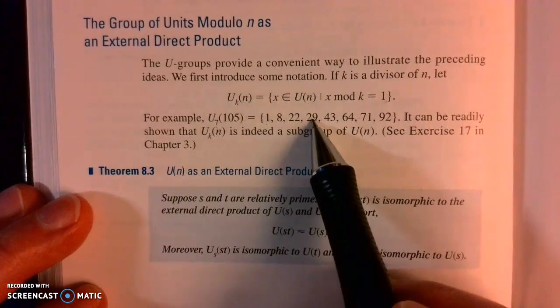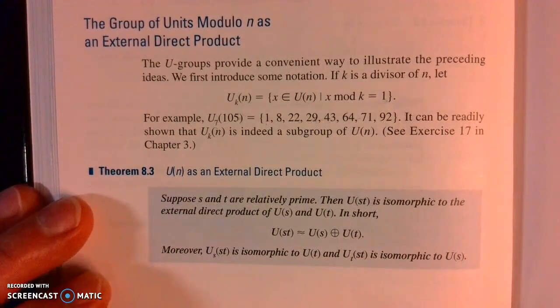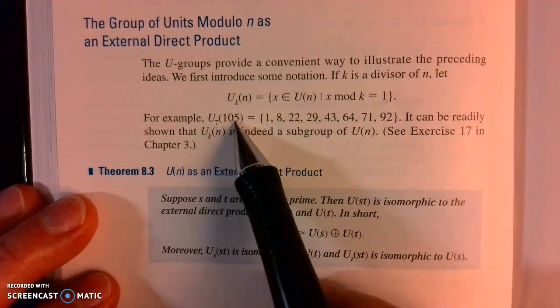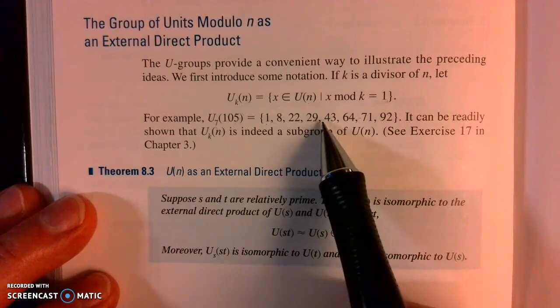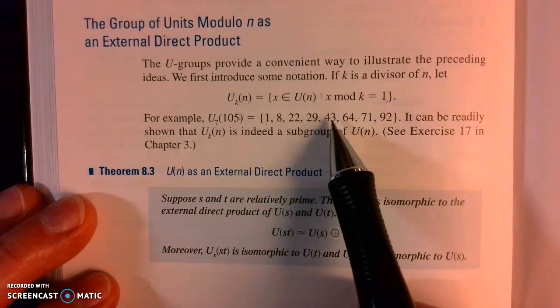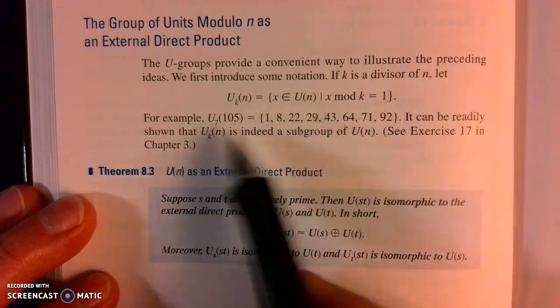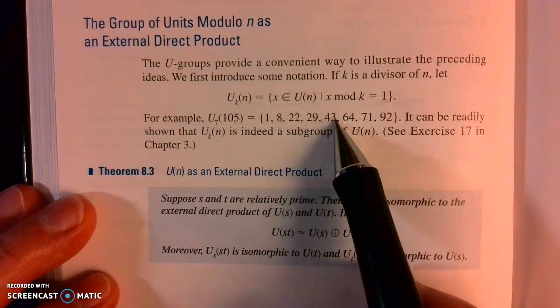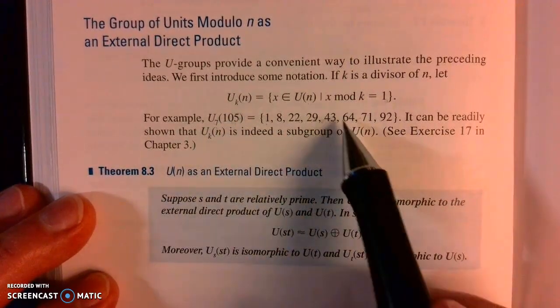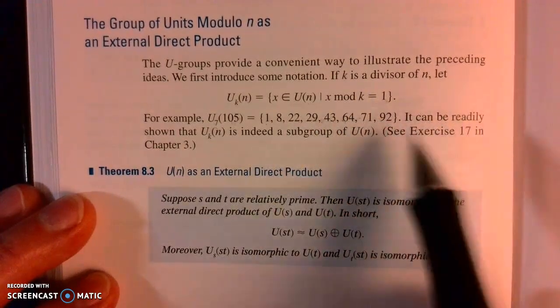29 plus 7 is 36. 36 is divisible by 3, and 105 is divisible by 3, so 36 is dropped, it is not in the set. 36 plus 7, 43, relatively prime to 105, it stays. Plus 7, 50. 50 is not relatively prime to 105, so it is dropped, and we continue like that.